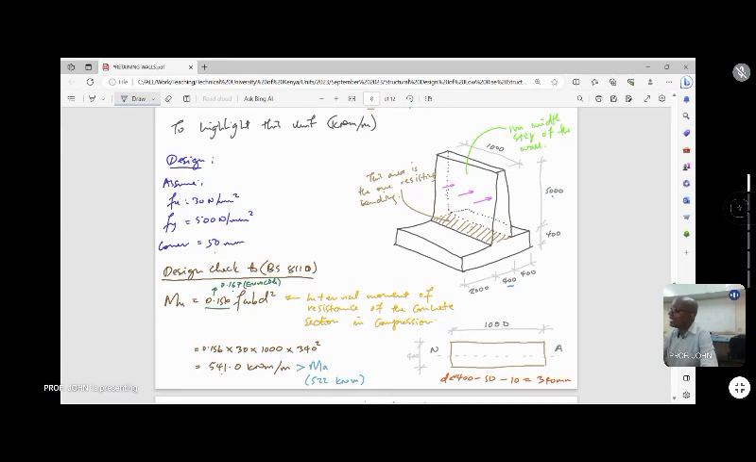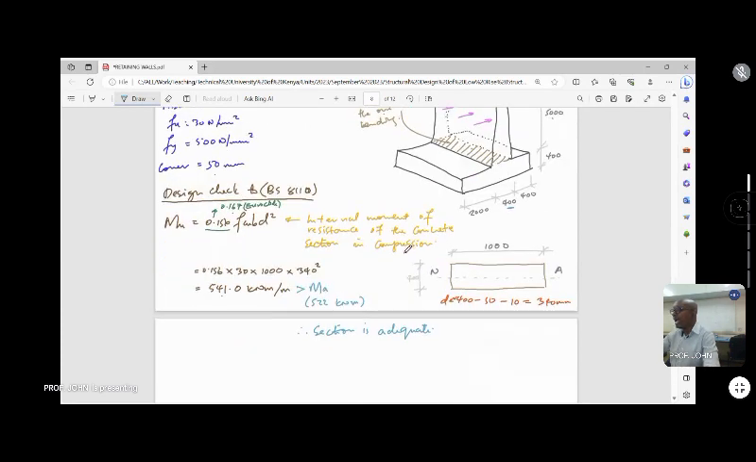Now, because we've worked with a slightly smaller stem thickness at the bottom than what would have been agreeable as a rule of thumb, you notice that the applied moment is just about to reach the capacity of the concrete section in compression. It's just about to reach the capacity of concrete section.